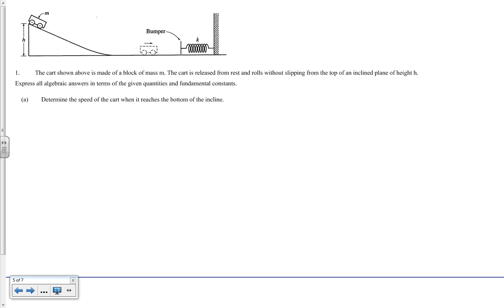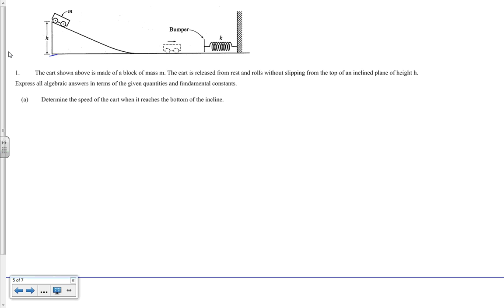Now the nice thing about energy problems is you can set wherever you want to be ground level, h equals 0. It's most convenient for our situation to call this height here h equals 0. What does that do for our problem? Well, when we get down to the bottom, what happens to the potential energy? It's 0. So when we set up our equation, the potential energy at the bottom is going to be 0.